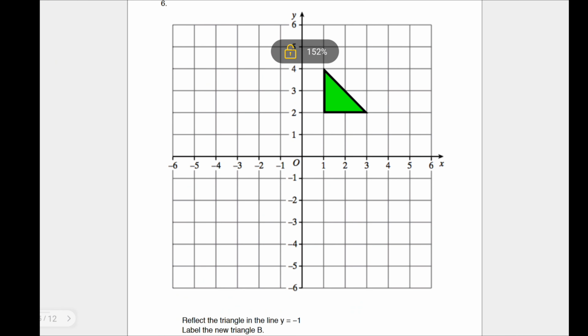The same way, reflect the triangle in the line y equals -1. So first we have to draw the line y equals -1, which is this line right here. That is the line y equals -1. So the reflection of this shape is going to look like this. I hope that makes sense. And this is going to be B.